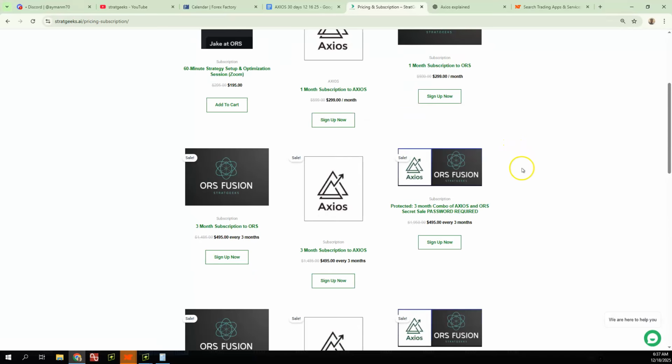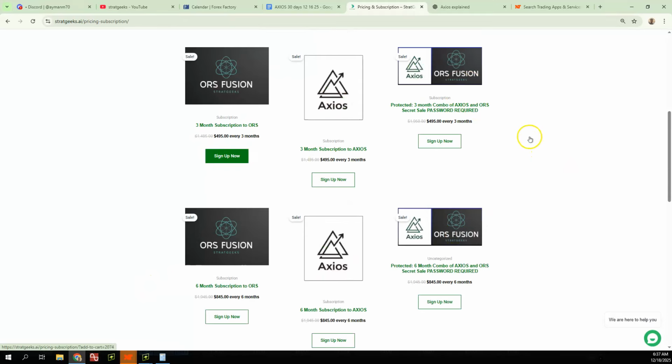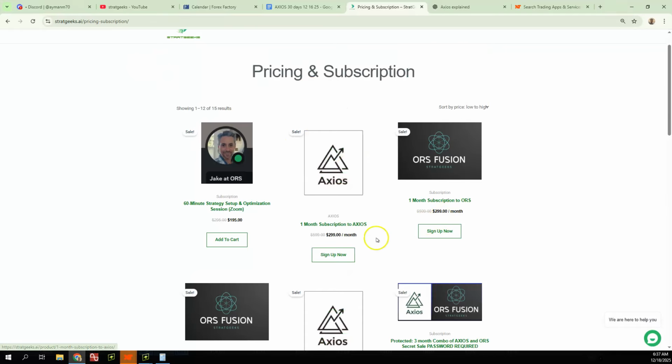We even have a lifetime subscription. Somebody bought a 6 month the other day, or a year. No, somebody bought a lifetime the other day. So we got more options, and it's just super clear.